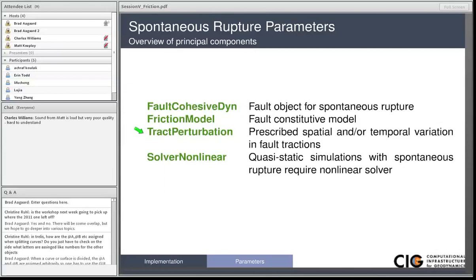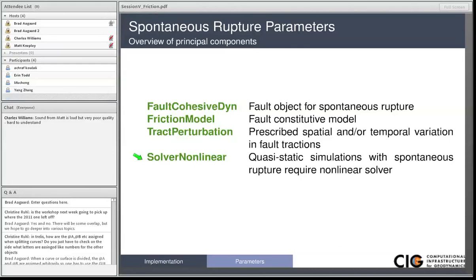And this provides the same spatial and temporal variation of the tractions as we use for our time-dependent boundary conditions. So it has the same type of form in terms of the time dependence and spatial dependence, and uses the same spatial databases. So we can put in an initial value, then we can put in a spatial variation with a temporal variation, and we'll look at that when we run one of our problems. And then, of course, we need our nonlinear solver, because with quasi-static simulations, we have this feedback between the fault constitutive model and the slip.